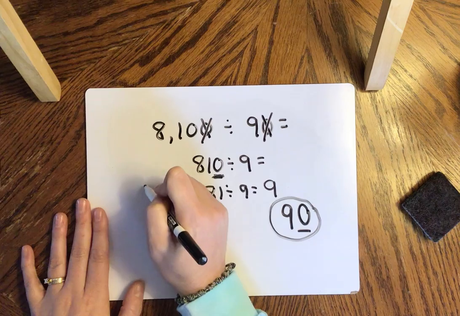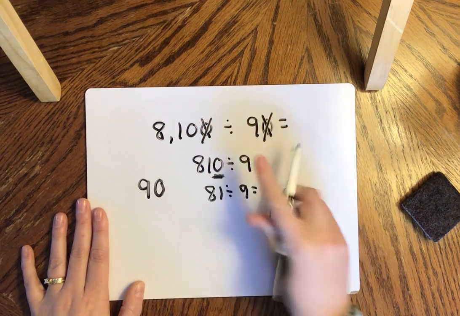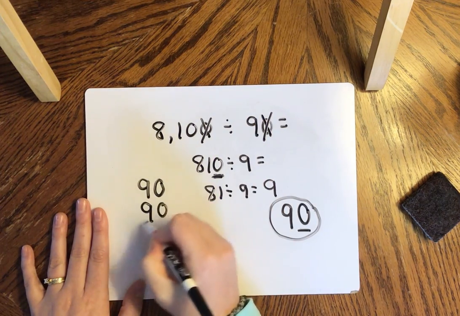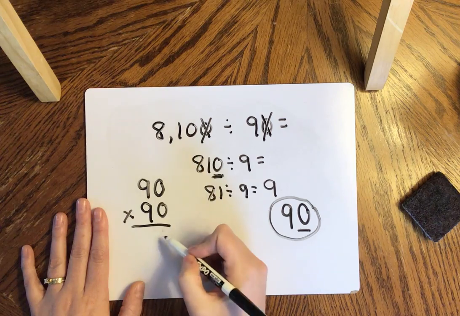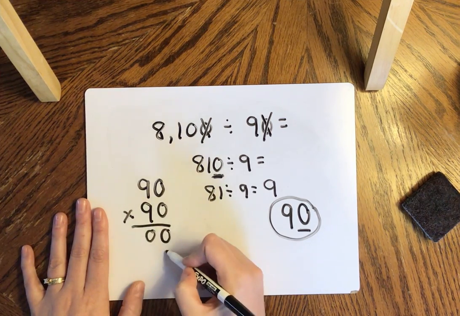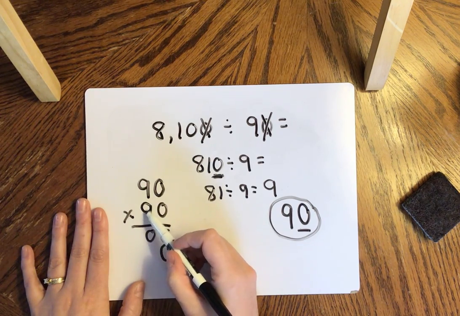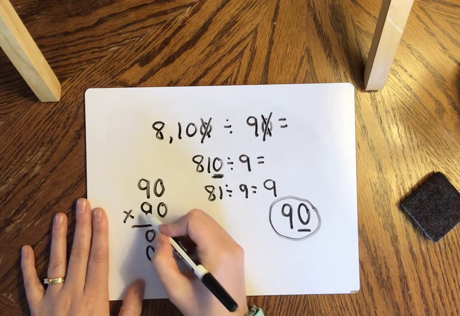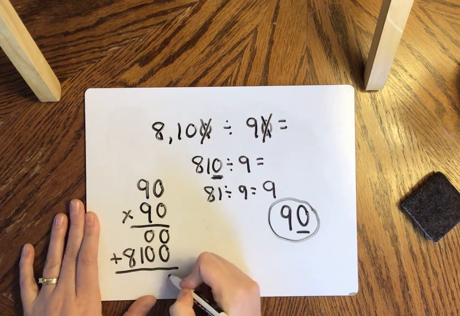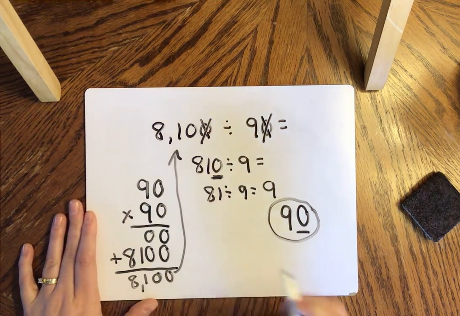Now students, you can check your answer too. We could do 90, our answer, times, instead of dividing, times 90. So anytime that we multiply by 0, we have a 0 and a 0. Now we're going to start multiplying by 9. 9 times 0 is 0. 9 times 9 is 81. If we add this all up, we get the correct answer.